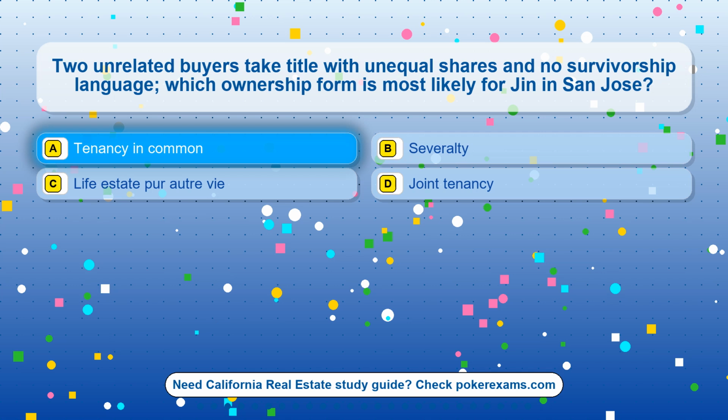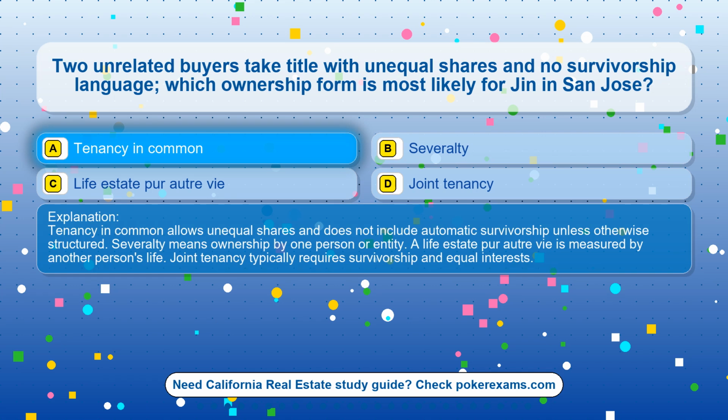The correct answer is option A, tenancy in common. Tenancy in common allows unequal shares and does not include automatic survivorship unless otherwise structured. Severalty means ownership by one person or entity. A life estate per autre vie is measured by another person's life. Joint tenancy typically requires survivorship and equal interests.